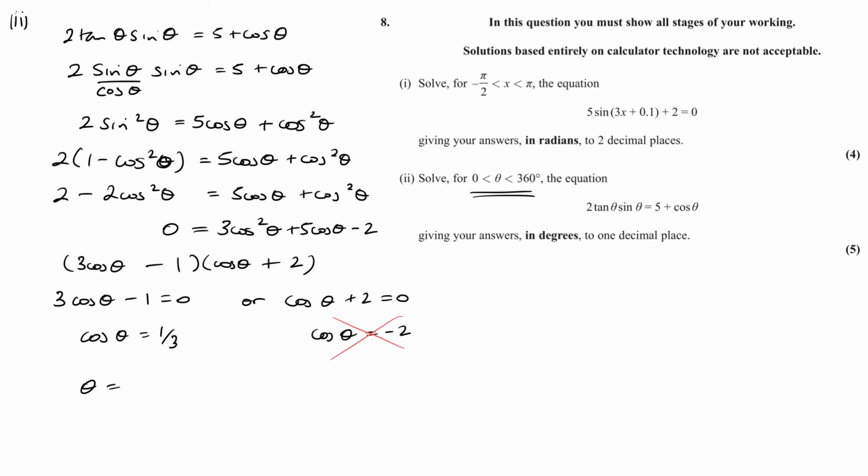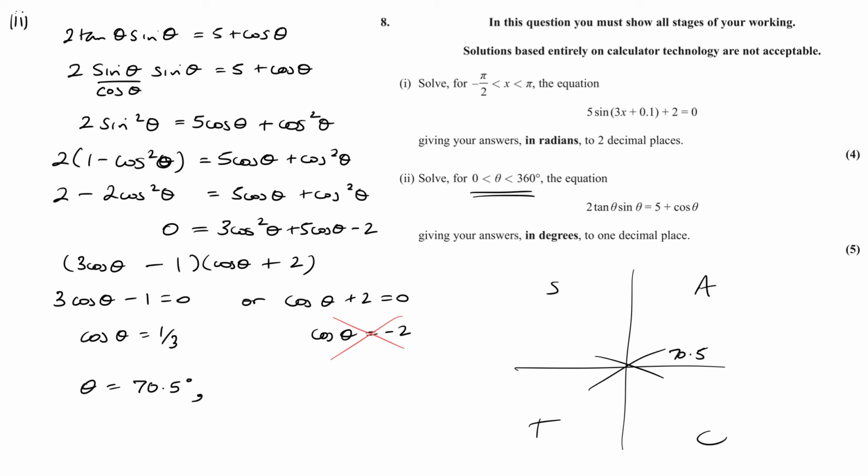So I'll go to my calculator, do inverse cos of 1/3, and I will get the angle 70 point. To 1 decimal place, it's 70.5 degrees. Now I'm going to have a second angle, aren't I? Because we got between 0 and 360. So set up my CAST.